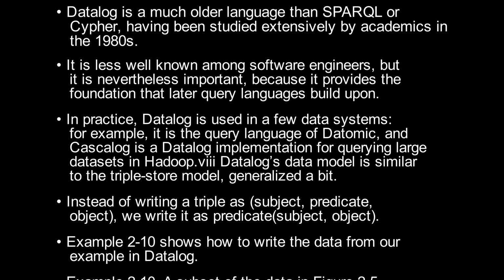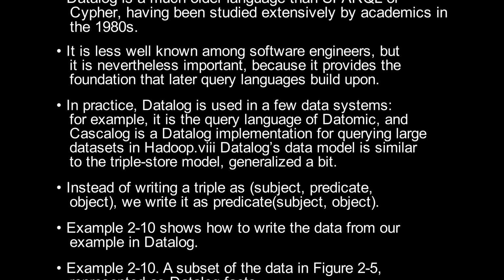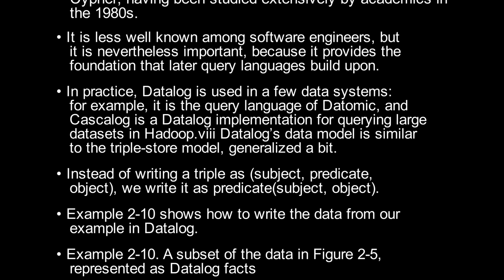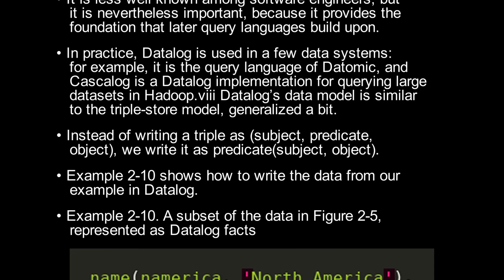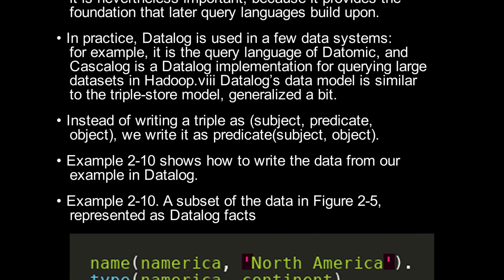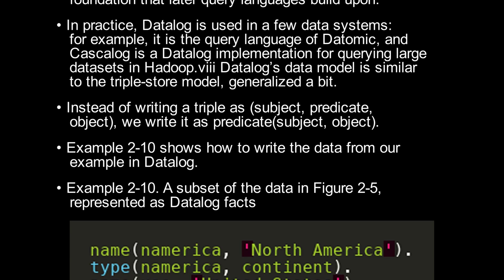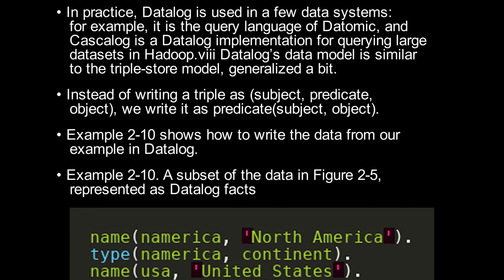Datalog's data model is similar to the triple-store model, generalized a bit. Instead of writing a triple as subject, predicate, object, we write it as predicate(subject, object). Example 2-10 shows how to write the data from our example in Datalog. Example 2-10. A subset of the data in Figure 2-5, represented as Datalog facts.